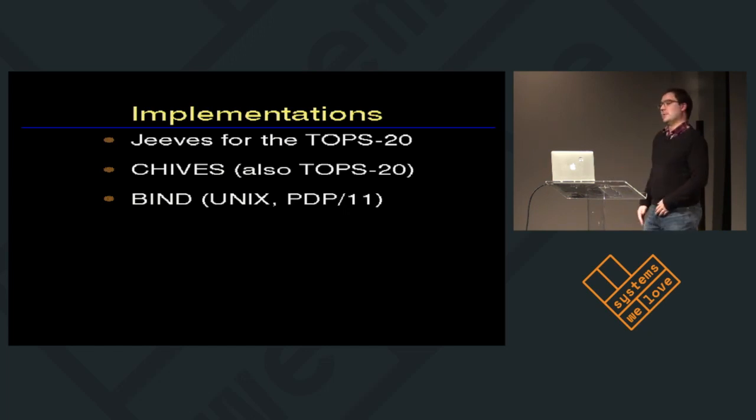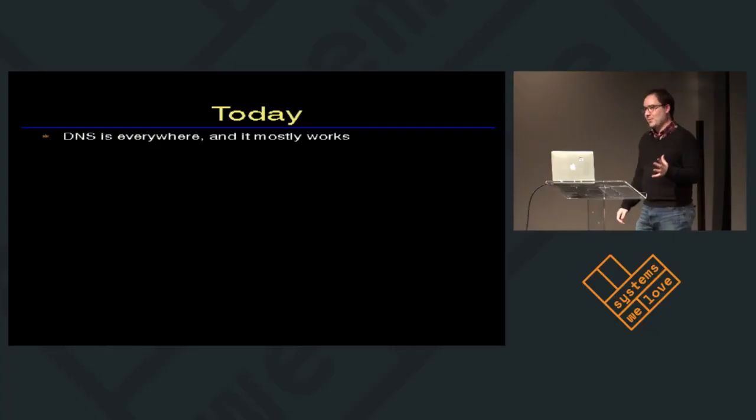Today, Bind is probably one of the most important implementations of DNS on the internet, simply because it had a huge amount of market share through a lot of maturing phases of the internet and has set, basically, a lot of the expectations about DNS software. Speaking of today, DNS is everywhere, basically, at this point, and it mostly works. Generally, it seems to be doing pretty okay.